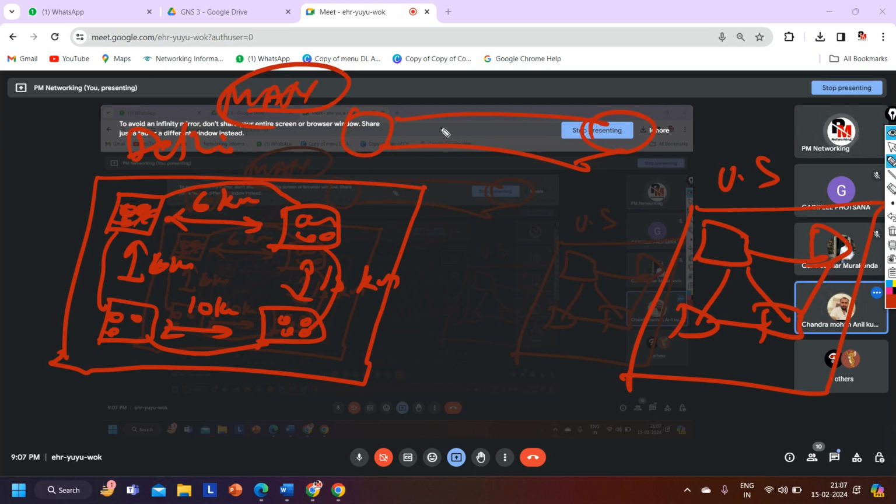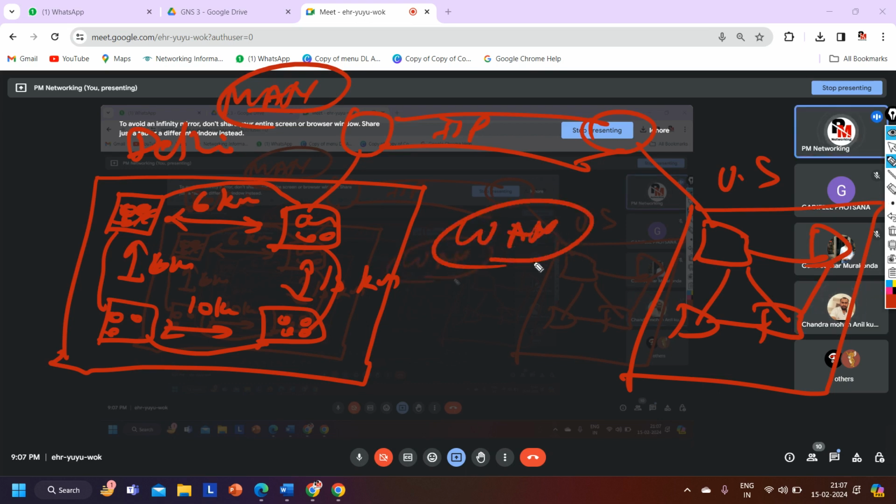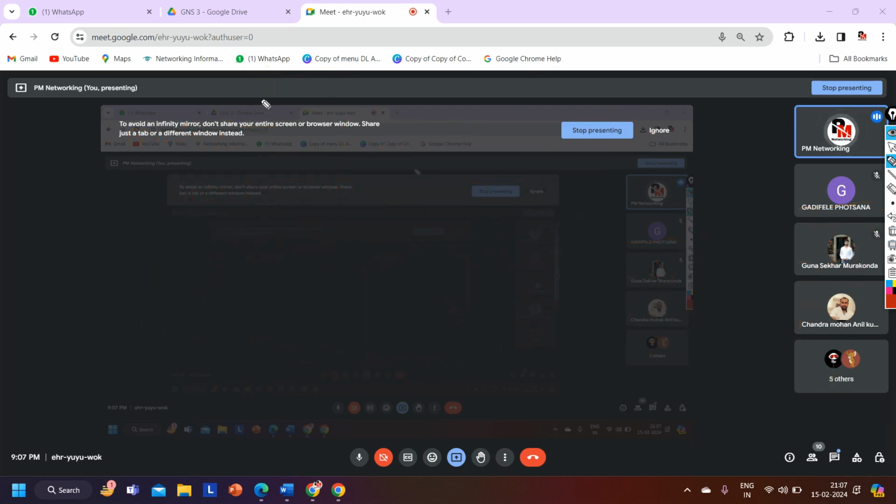And now if you pay some amount to this ISP, he will provide you the connection. Through this connection you can connect your Delhi, meaning India, branch and the US branch together. Now these two branches can communicate with each other. So this type of network is what? WAN, wide area network.